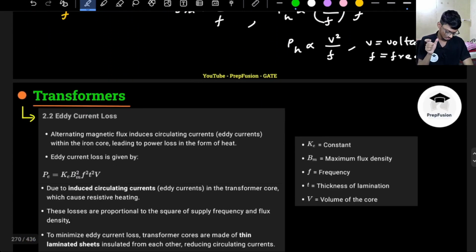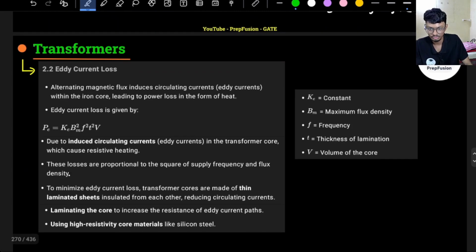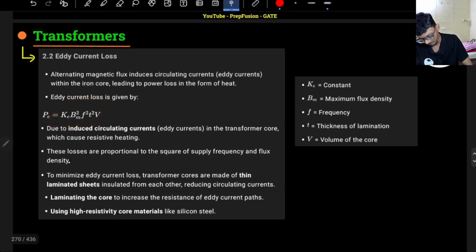Now let's discuss the eddy current loss. What will be the eddy current loss? Again, I will not derive the expression, it is not that important, but what you have to understand is that eddy current loss equals Ke, the constant, into Bm square. So it is also proportional to the square of the flux density. It is proportional to the frequency square, whereas hysteresis loss was directly proportional to the frequency. It is proportional to the thickness of the material. T is the thickness of the lamination of the material, and V is the volume of the core, so it is obviously dependent on the volume.